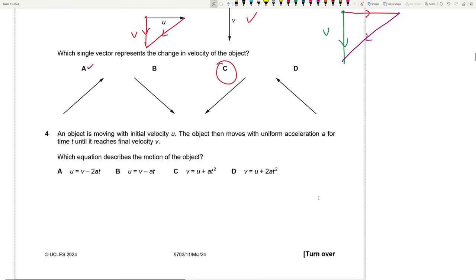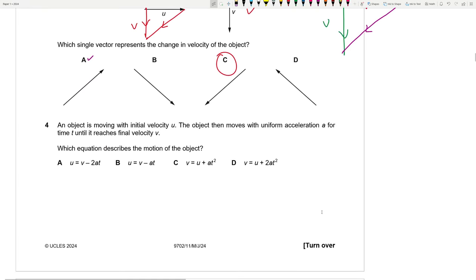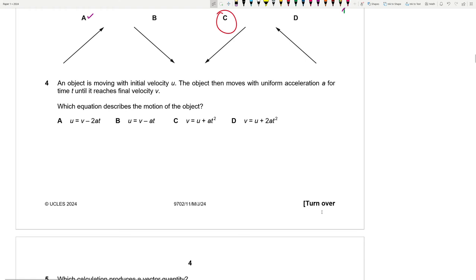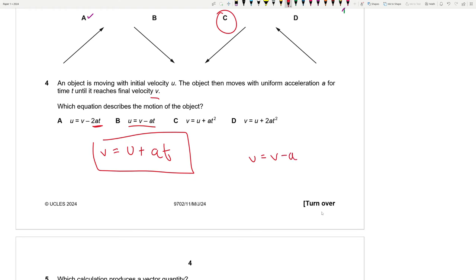Now 4, an object is moving with initial velocity u. The object then moves with uniform acceleration a for time t until it reaches final velocity v. Which equation describes the motion of the object? Final velocity v is equal to u at first, and then it moves at acceleration a for time t seconds. So this is a simple equation of motion. It should be something along the lines of v equals u plus at. Let's rearrange this one. This is clearly wrong because it's 2at. Let's rearrange this: u is equal to v minus at, so v is equal to u plus at. This looks good. So B is the answer.